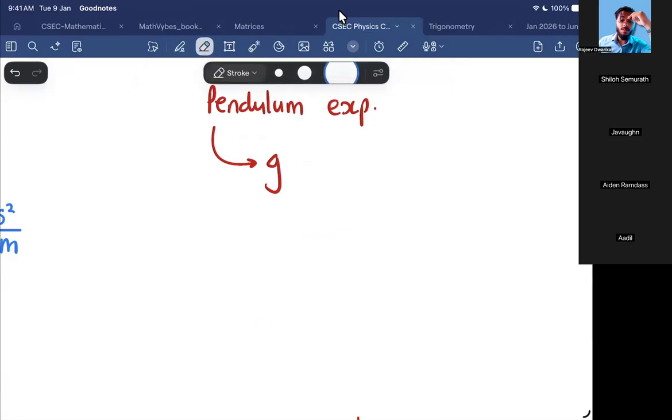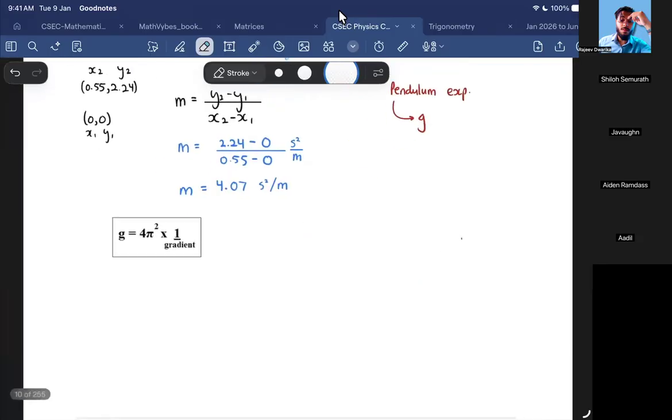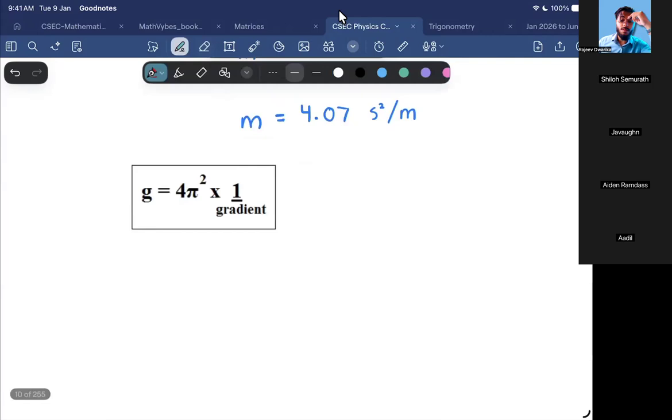Sheila, you remember how I went on the website and we looked at how length and mass would affect it? Yes, sir. But truth be told, what was the only thing that affects the period? Is it the mass or is it the length? The length. The length is the only thing that affects it, not the mass. But anyways, let's find G using this. So G is going to be equal to 4 pi squared multiplied by 1 over the gradient. What do we find the gradient to be? 4.071. Alright, plug that into your calculators and let me know what you're getting. If it's correct, you should get something around 9.81, something around there.